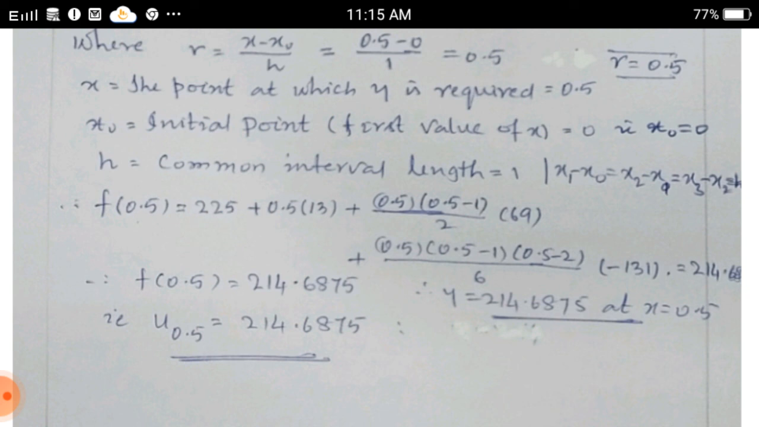214.6875. I think you may understand Newton's forward difference formula and the construction of the Newton's forward difference table and formula. You may work out a number of problems. If you understand, it is very easy. You remember? Okay. Next page. Come to the next one.